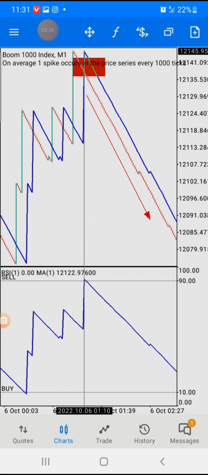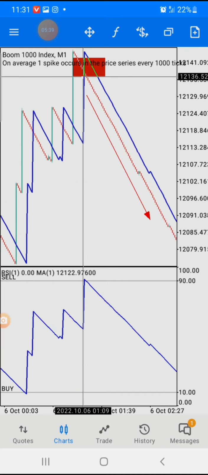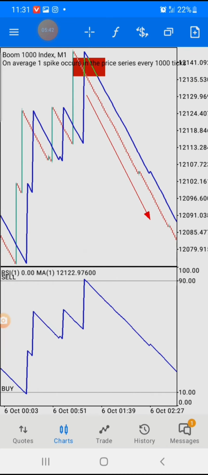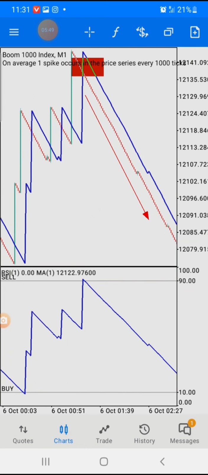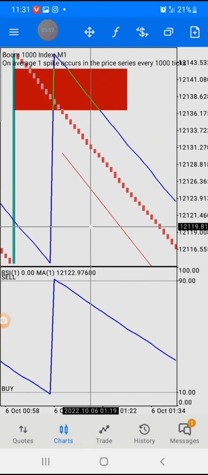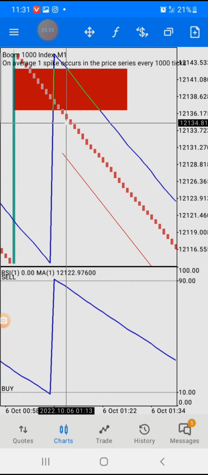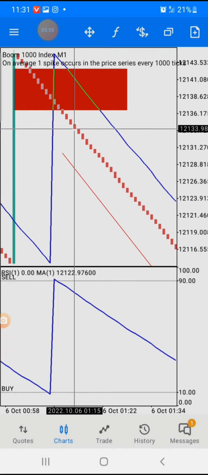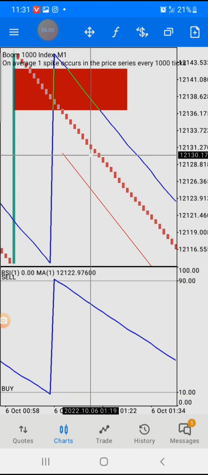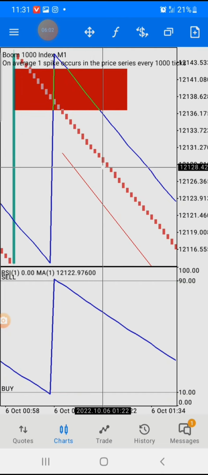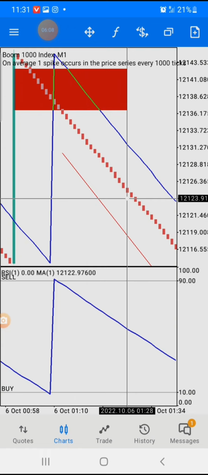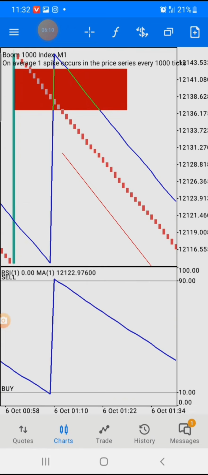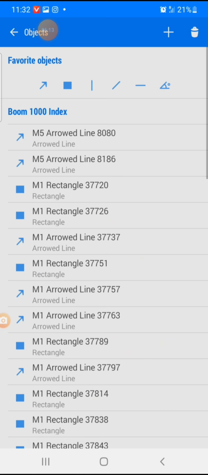And for your take profit, you count 20 candles from your entry. So from here, how many candles will we have? Let me zoom in so that we can count the candles. 1, 2, 3, 4, 5, 6, 7, 8, 9, 10, 11, 12, 13, 14, 15, 16, 17, 18, 19, 20. So at this point, you are supposed to leave the market.